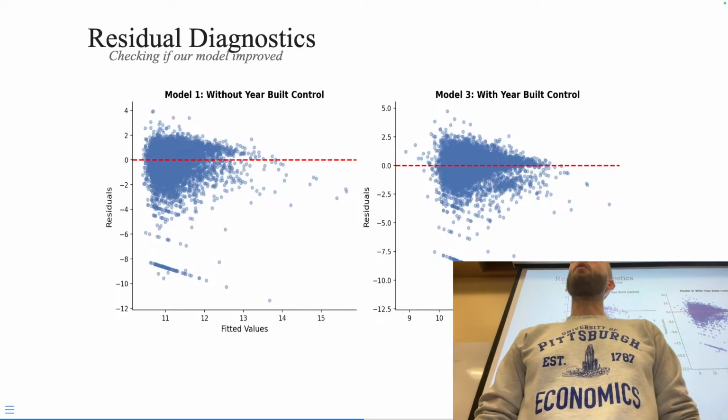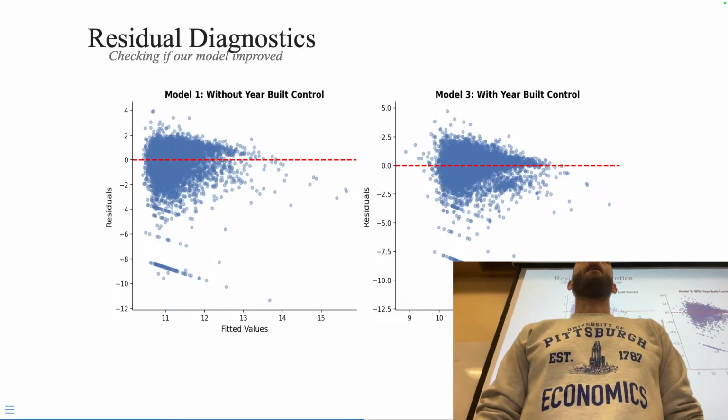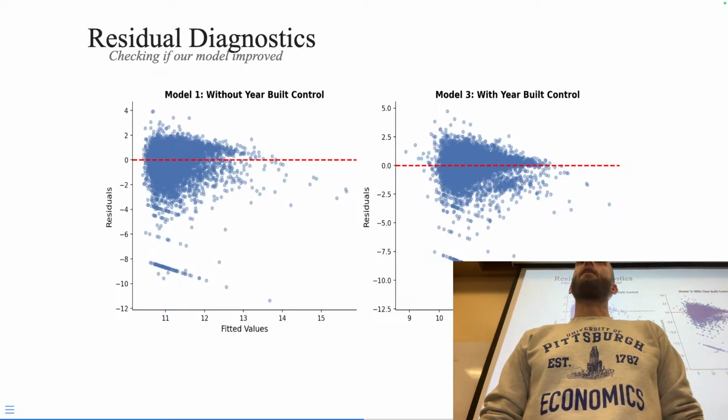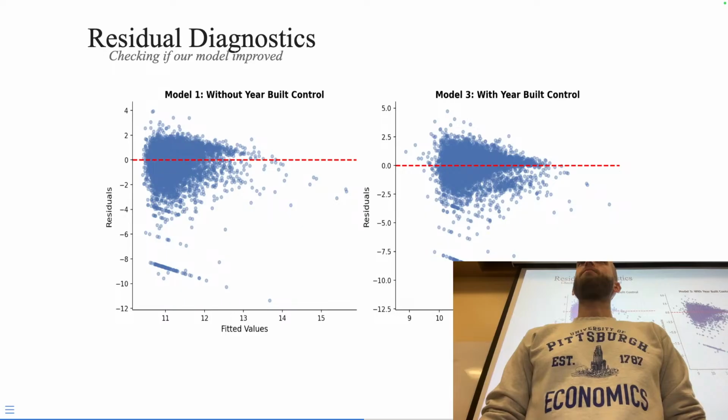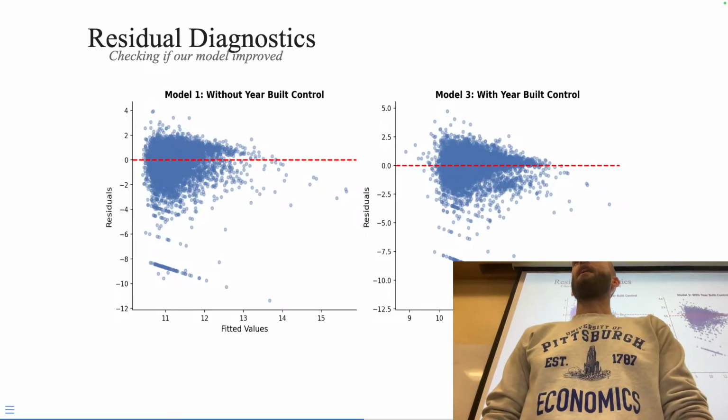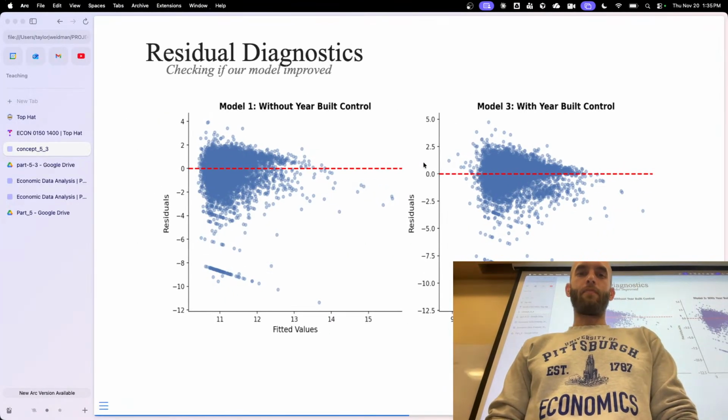Okay, but still we need to account for heteroscedastic standard errors. All right, y'all want to run this? I have real data for you. This is from Pittsburgh, and we're gonna build a couple models.